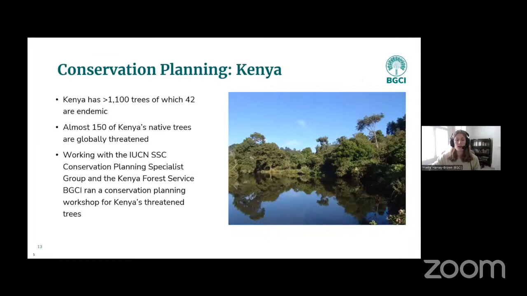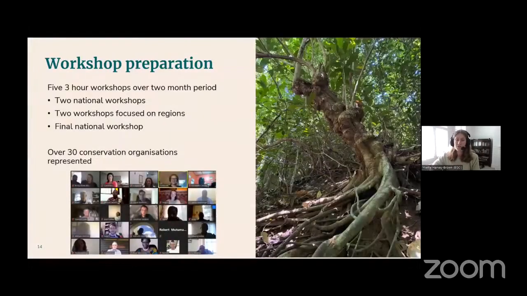We then set up a framework with the CPSG and the Kenya Forest Service to run a series of planning workshops to move these species from the assessment stage to the planning stage, so that then we could try and facilitate upscale of action. So unfortunately, because this was 2020, we originally hoped to do our workshop in person. This didn't happen, so we did it online.